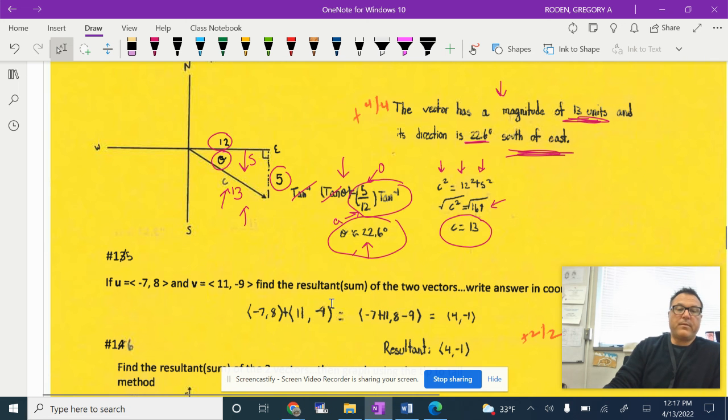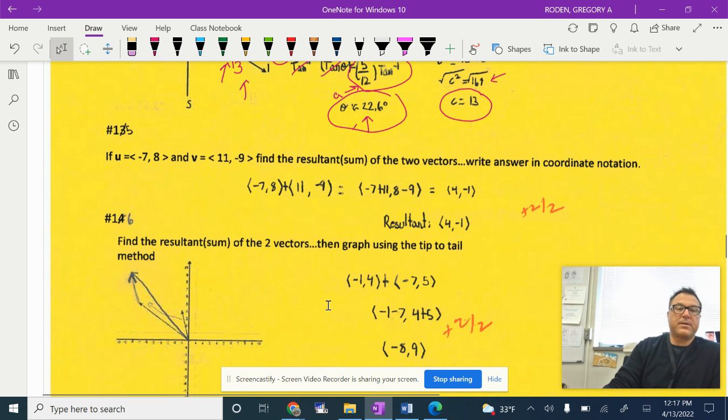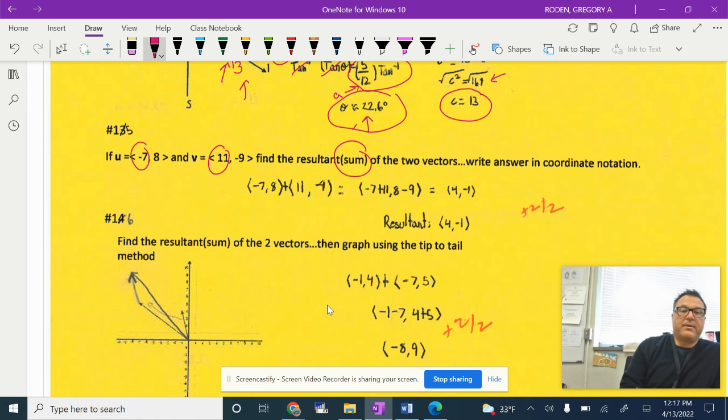Okay? All right, the next one, you want to find the resultant. Well, all you have to do is find the sum. So you just add them up. -7 plus 11 is +4. And then you add 8 and -9. 8 plus -9 is 8 minus 9, which gives you -1. So your resultant is 4, -1.